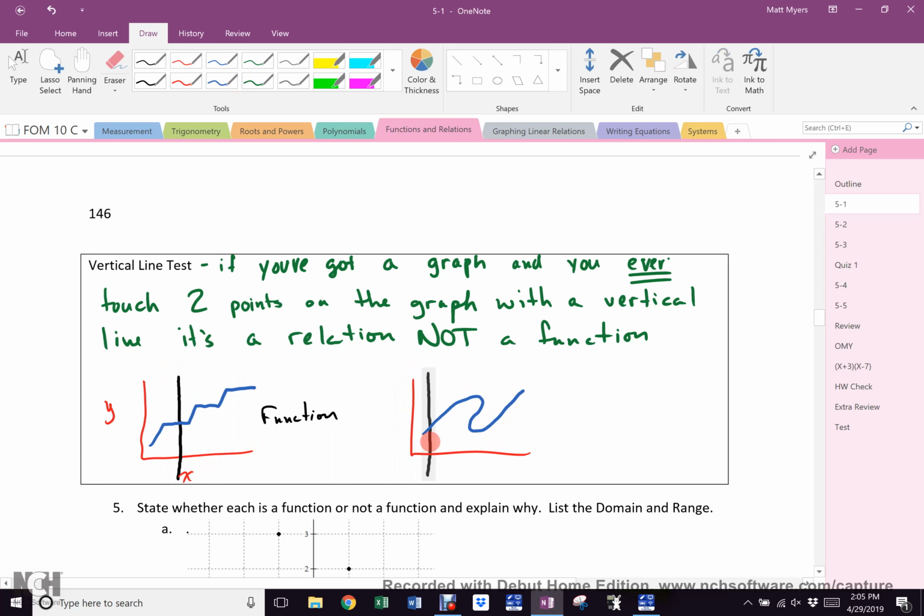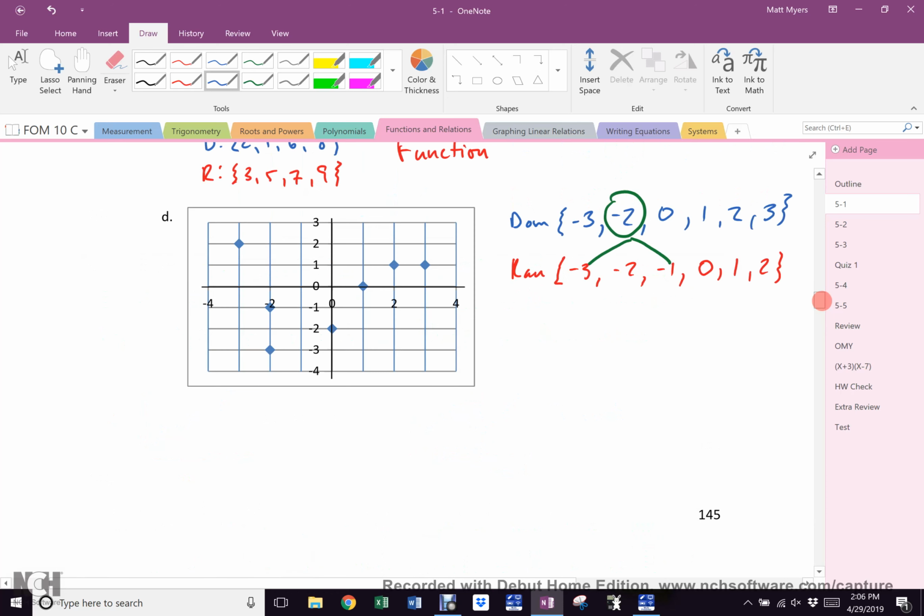Function? Function, function, function, function. Now what? 1, 2, 3, 4, 5, 6. When x equals 6, how many outputs do I have? 1, 2, 3. So this is a relation. Does everyone understand?